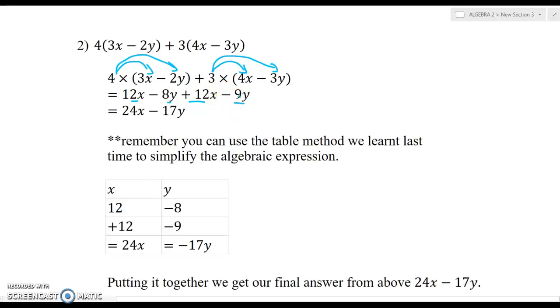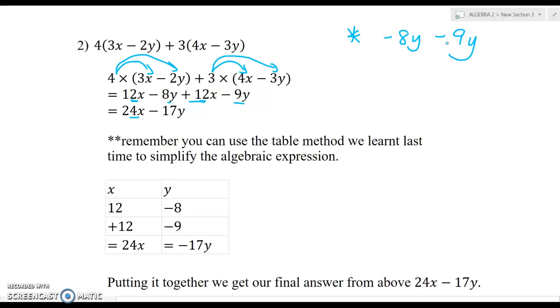Now we need to simplify our like terms. I have 12x plus 12x. Automatically we know that's 24x. But then, I'm going to pull it aside here. I have minus 8y, take away 9y.